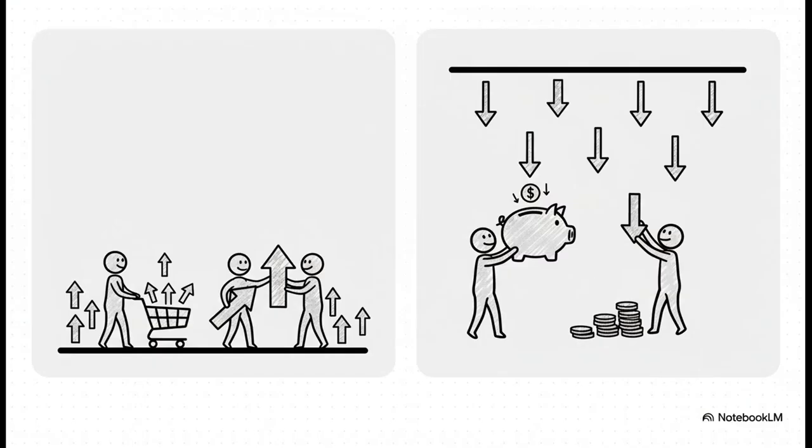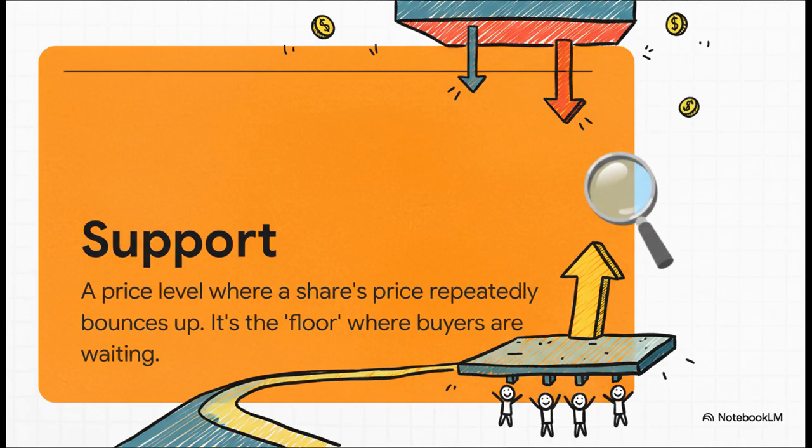So let's meet our two main characters here. You've got support, that's kind of like the bus stop at the bottom of the hill. It's the floor, where all the buyers are just lining up, waiting to get on. And then you have resistance. That's the stop at the top, the ceiling, where the sellers are looking to cash in their tickets and get off.